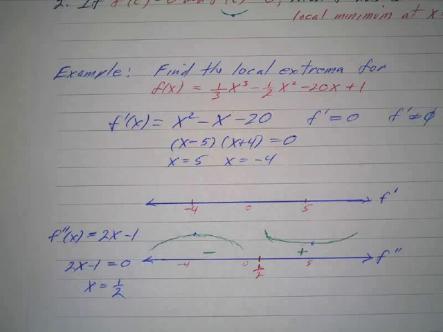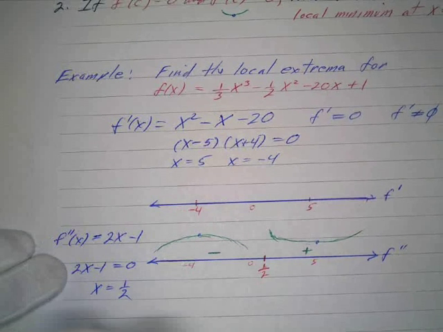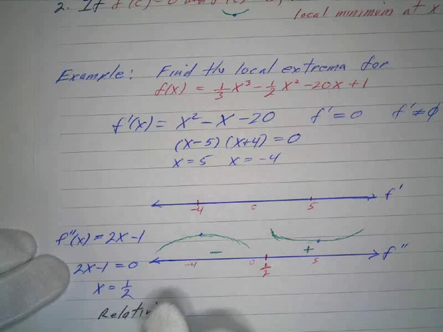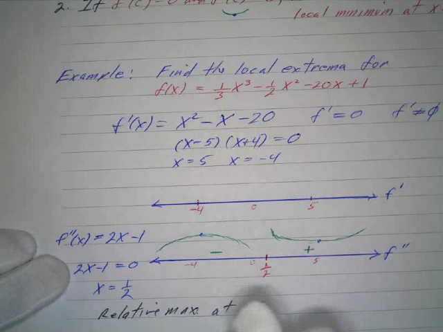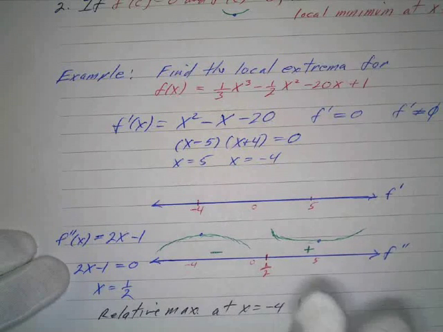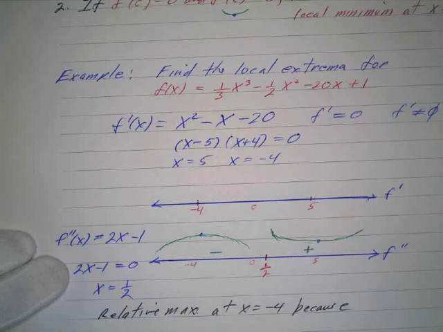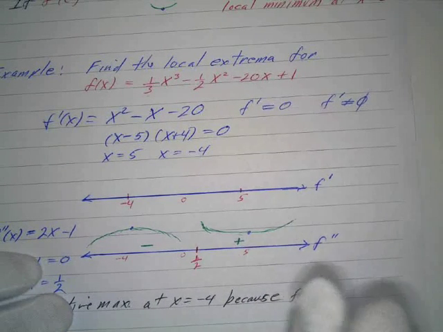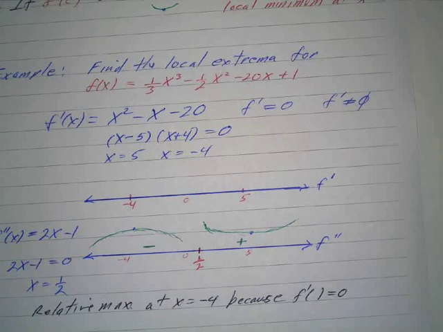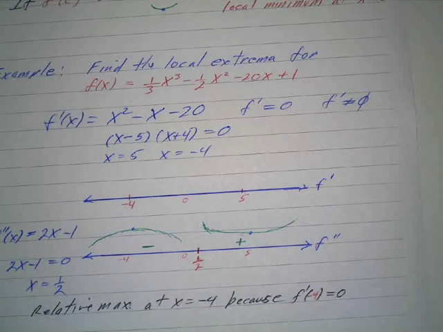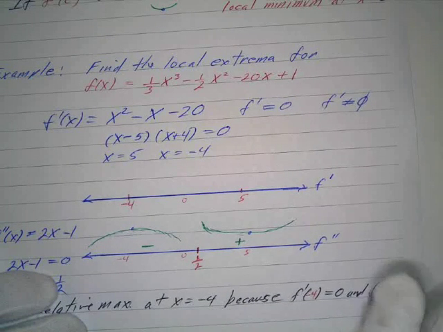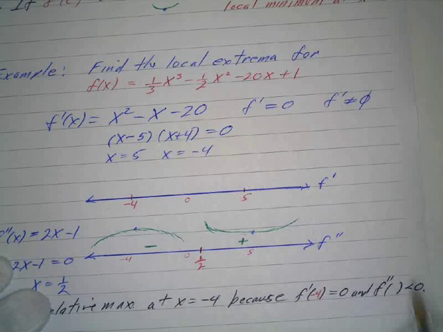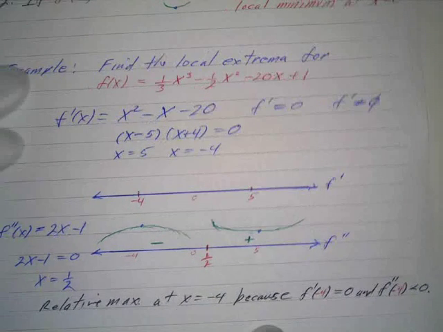So we have to kind of formally state it, so we have to write all this stuff down over here. So we can say we have a relative max at x equals -4 because f prime of -4 equals 0, and f double prime of -4 is less than 0. Okay, and that's just using the statement of Theorem 5, okay?